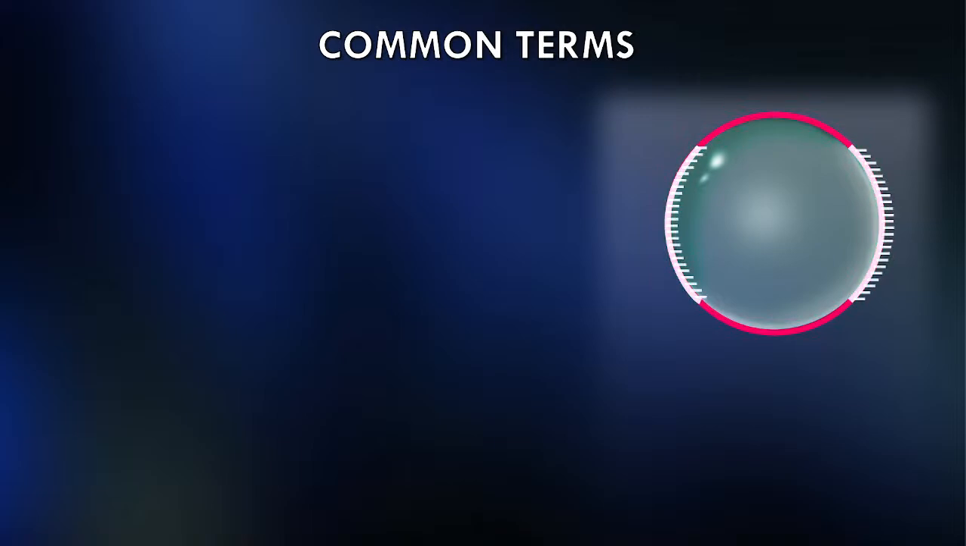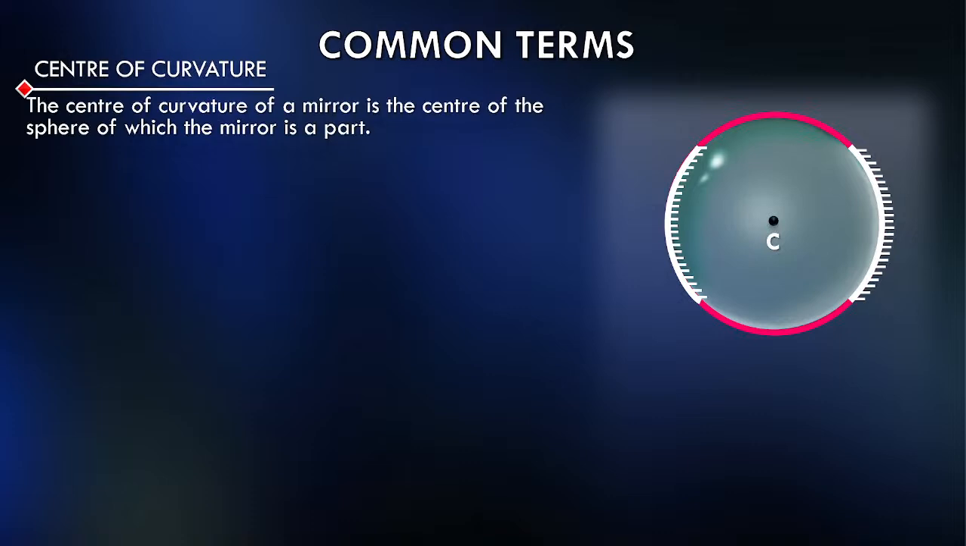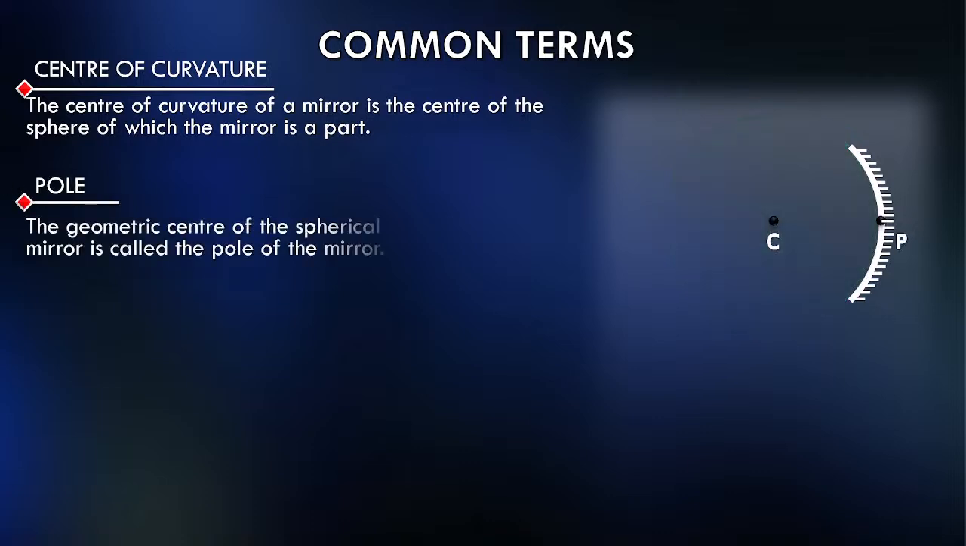You have a chapter. Look at this. You have the center, noted as C. Center of curvature. What is there here? Center of curvature. So read the statement. The center of curvature of a mirror is the center of the sphere of which the mirror is a part. Okay, so this is the center of curvature.